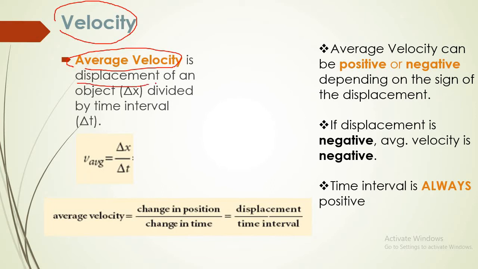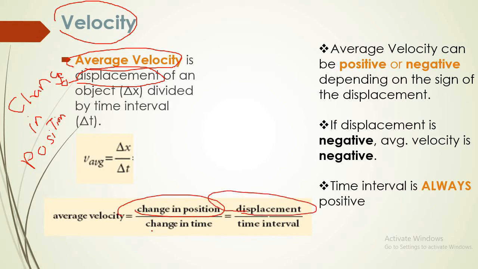Another meaning of displacement is change in position. So if you want to measure average velocity, you should know the change in position, which is another meaning of displacement, and the change in time, which means time interval. So if you want to measure average velocity, you should know the displacement and the change in time, or time interval.